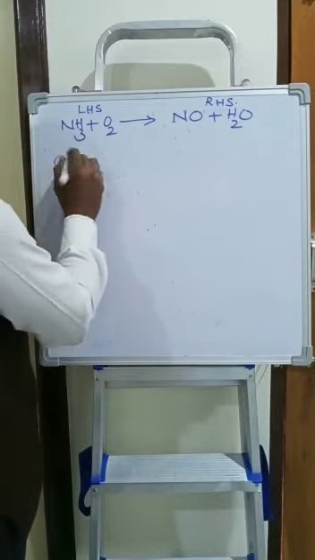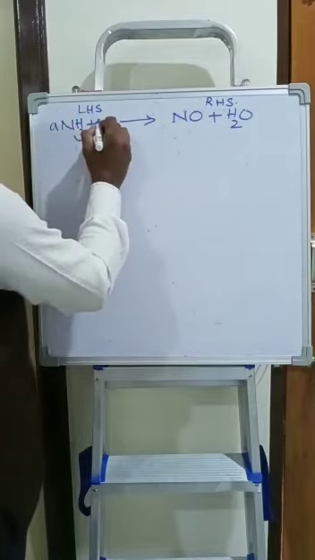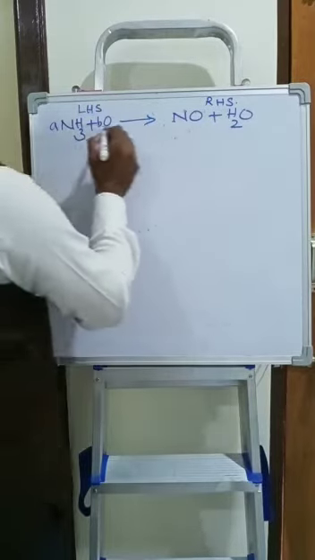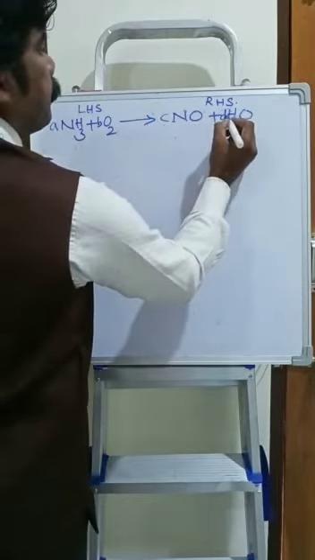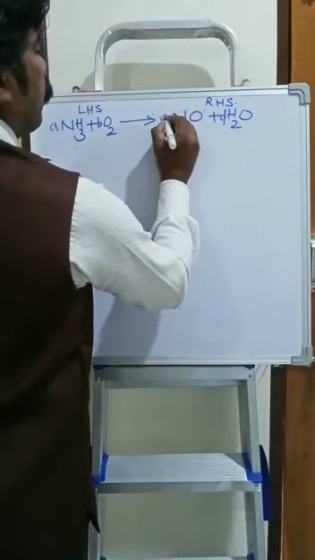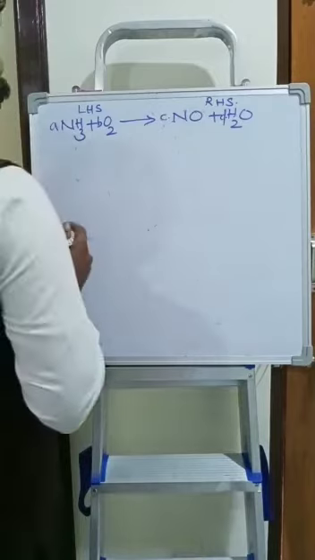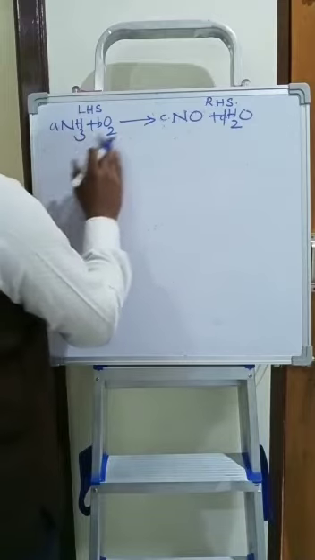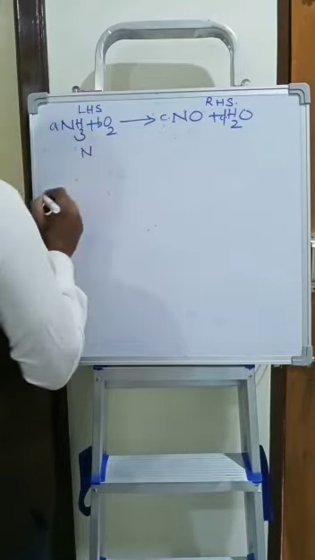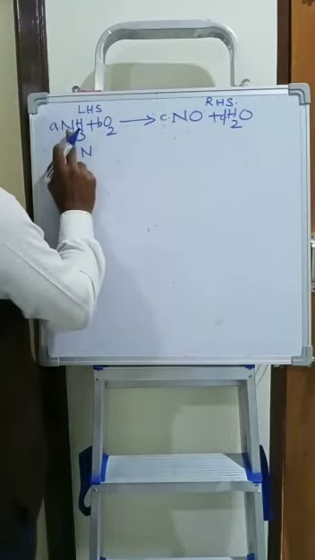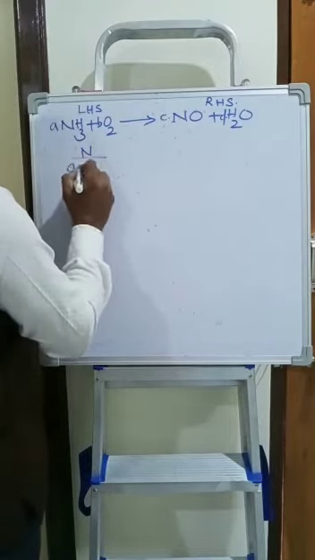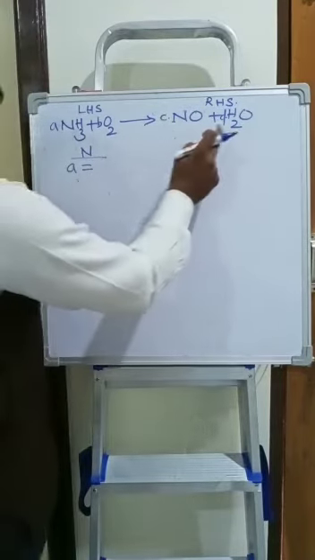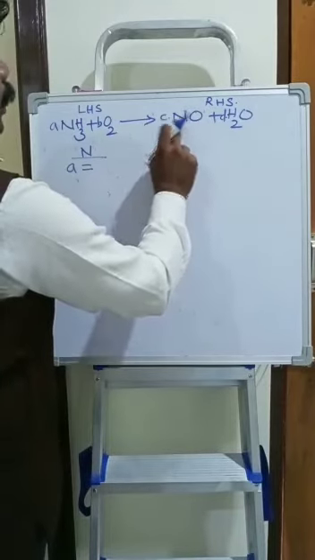Let us assume some positive integers or coefficients for each term, like A, B, C, D. Now in this chemical equation we have three types of atoms: nitrogen, hydrogen and oxygen. For nitrogen, comparing both sides, 1 into A on the left hand side, comparing with the right hand side, A is equal to 1 into C.